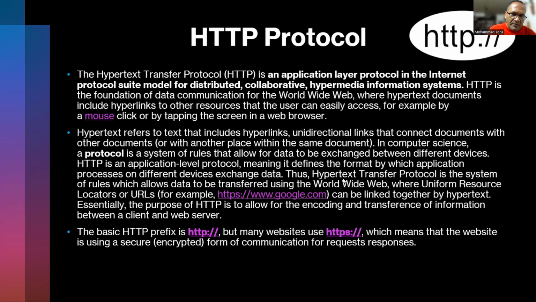Thus, the HTTP protocol is the system of rules which allows data to be transferred using the WWW, where uniform resource locators, URLs, can be linked together by the hypertext protocol. So like www.google.com. WWW is the consortium of the internet, and the HTTP protocol binds www.google.com. So whenever you click google.com, it will open the new page because of the HTTP protocol, and it works as an application layer protocol.